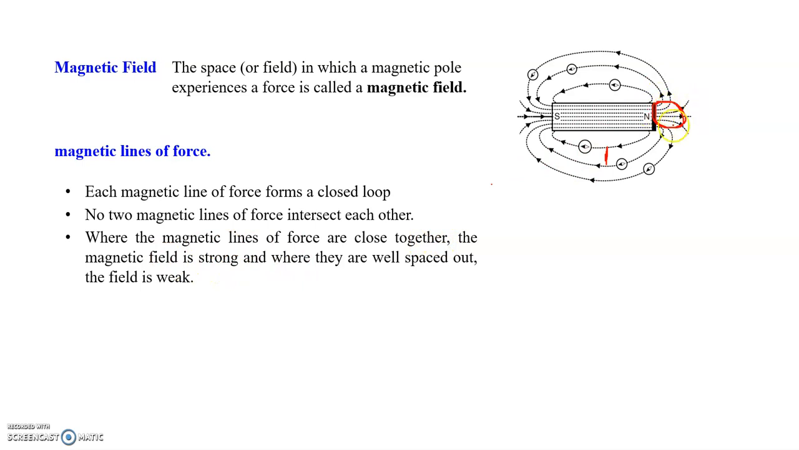For example near the poles, okay, and where they are well spaced out the field is weak, like here the magnetic field lines are spaced out, so here the field is weak.